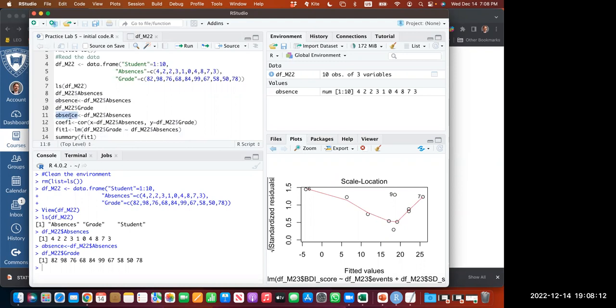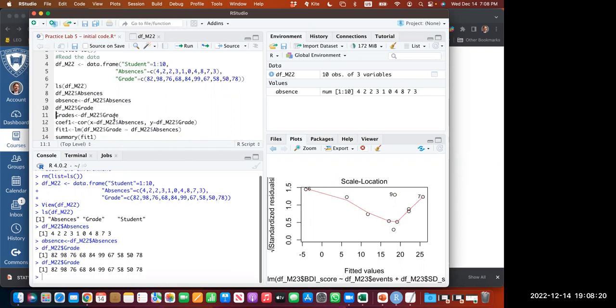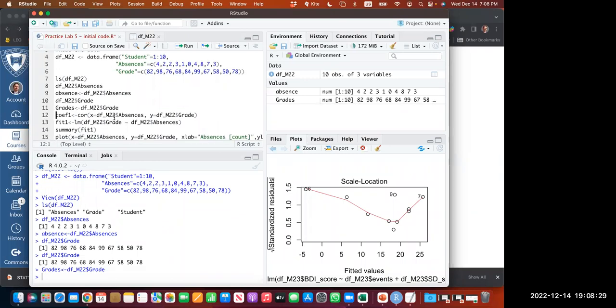Now we can change this to grades. Actually, that should be grades. And now we're only addressing the grades in line 10. Having changed the absences into grades will allow us to create an additional object labeled grades with 10 different entries that are consistent with DFM22 grades.